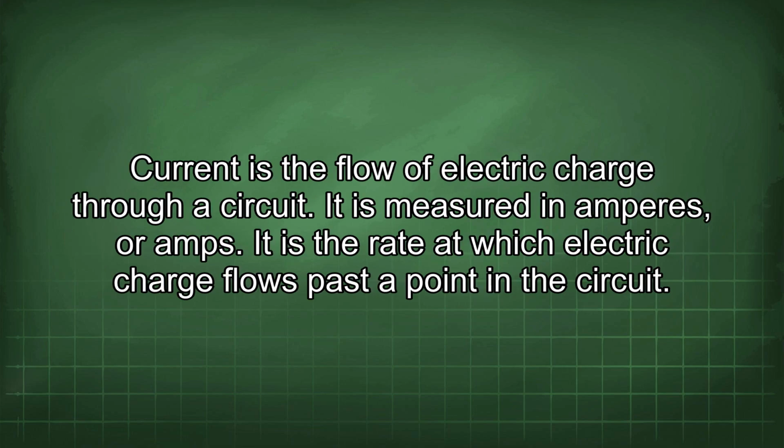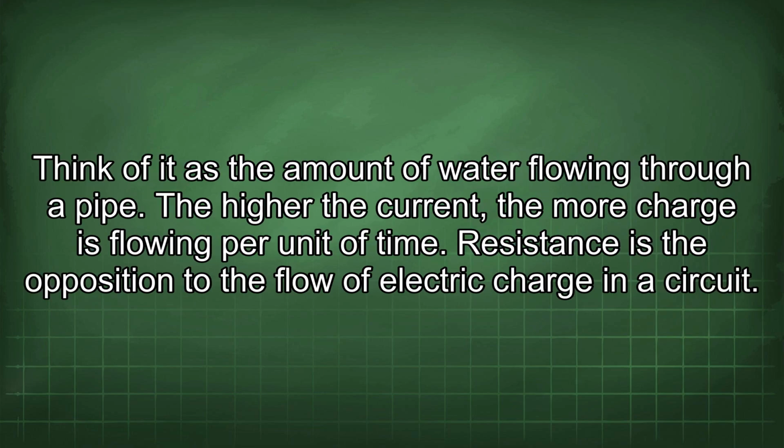Current is the flow of electric charge through a circuit. It is measured in amperes, or amps. It is the rate at which electric charge flows past a point in the circuit. Think of it as the amount of water flowing through a pipe. The higher the current, the more charge is flowing per unit of time.